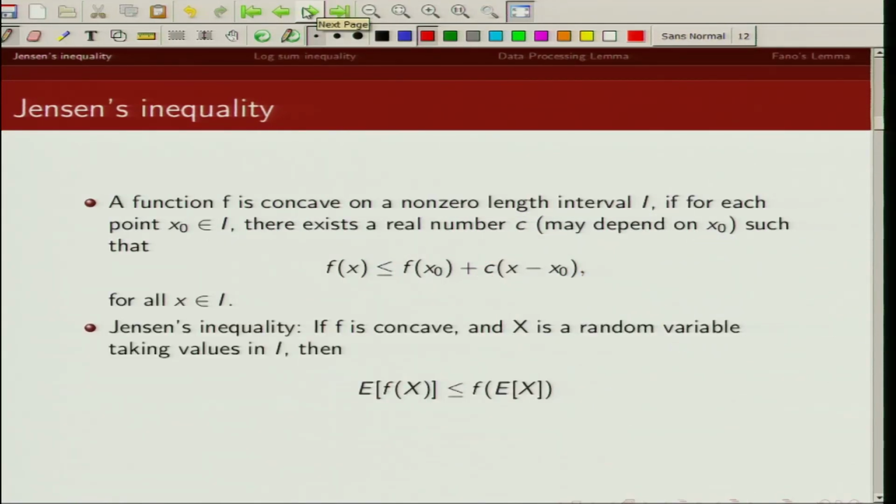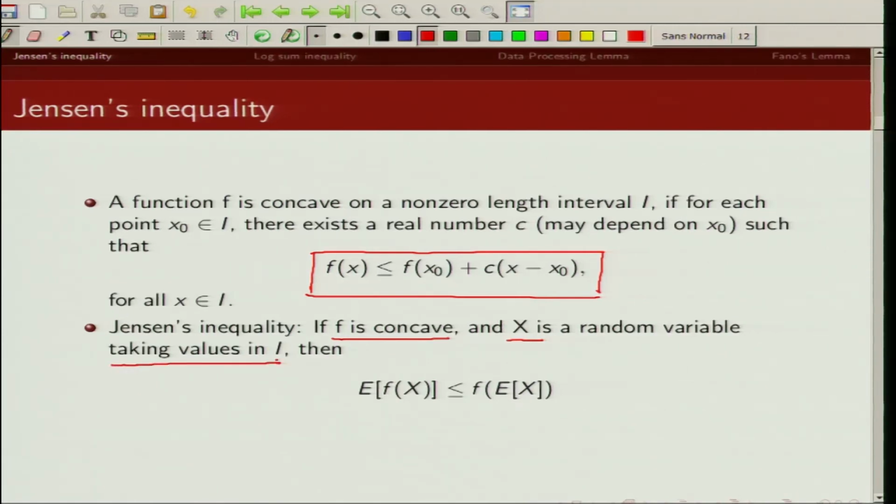Now we will use this result to obtain Jensen's inequality, which says if the function is concave and we have a random variable x that takes values within the interval over which this function f of x is defined, or over the interval where the function is concave, then the expected value of the function is less than or equal to the function evaluated at the expected value of x. Now let us look at the proof of this. We will get the proof from this result.